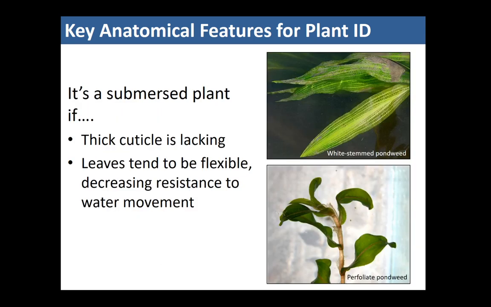Now, submerged plants have a lot of different features. First of all, that thick cuticle that we talked about before, submerged plants do not have that. In fact, their leaves tend to be really flexible and kind of dainty, and that's an adaptation for decreased resistance to water movement. The leaves are very soft and they kind of go with the flow. Whereas if they had a thick cuticle, they might get torn up with underwater currents.